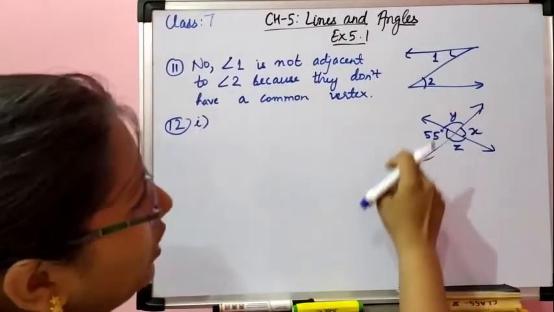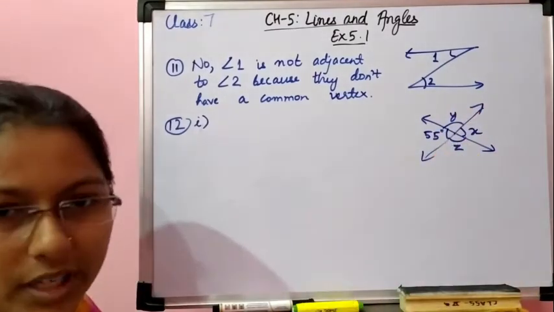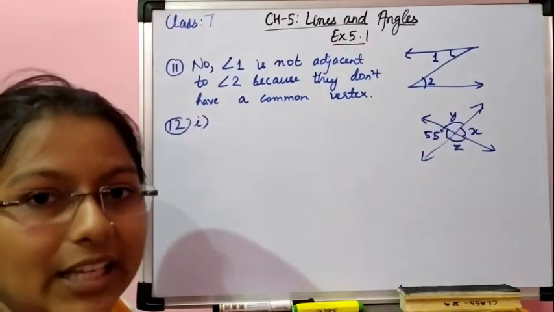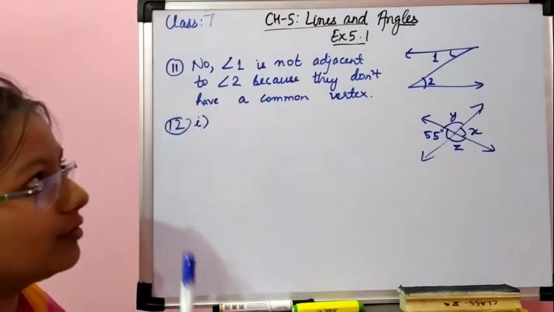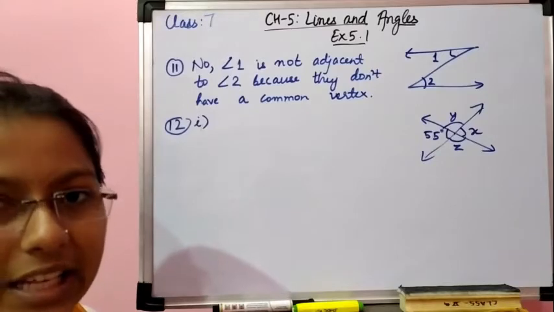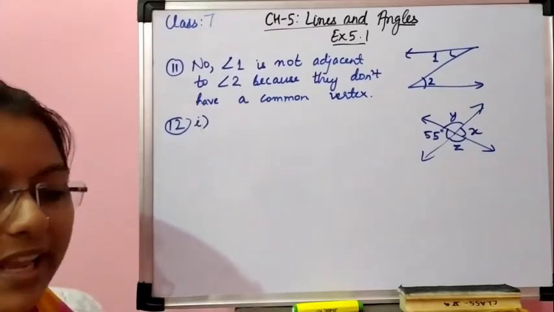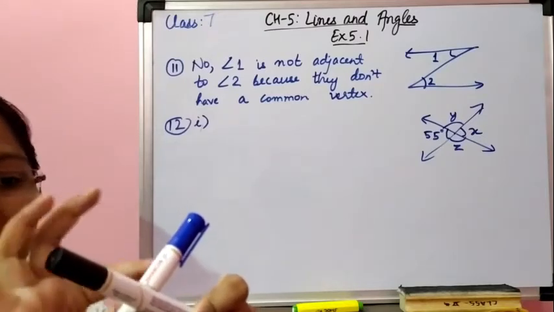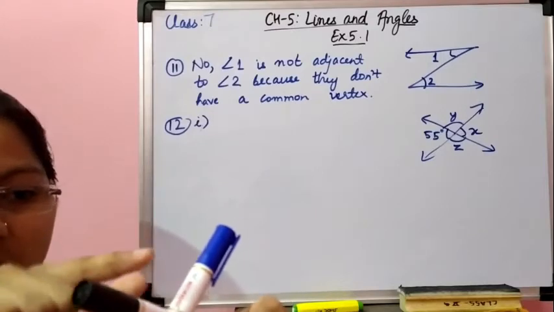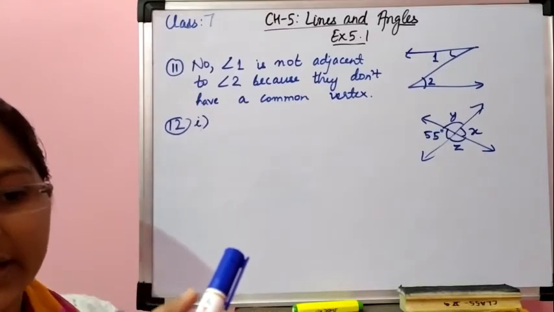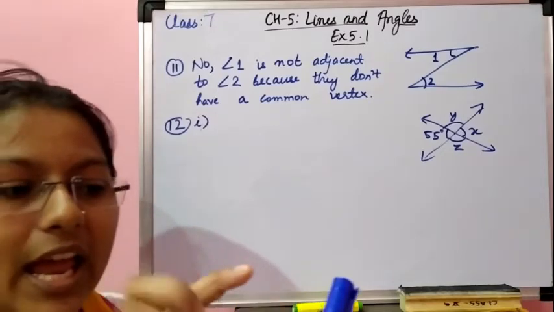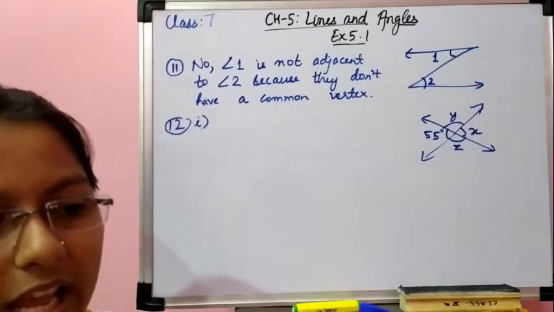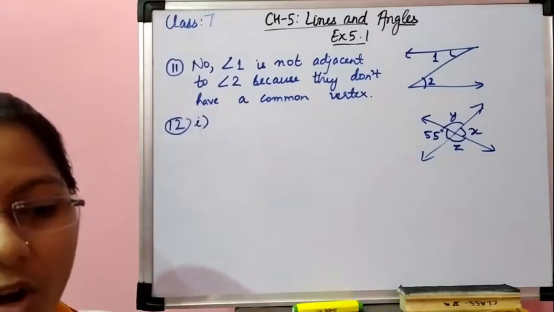What we can see is that two lines are intersecting at a common point. So whenever this happens, we get two pairs of vertically opposite angles. In the very first video of this chapter, we have discussed what are vertically opposite angles. Whenever two lines are intersecting each other, then four angles are formed. 1, 2, 3 and 4. And these two are vertically opposite angles, and these two are also vertically opposite angles. If one pair of vertically opposite angles is obtuse, then the other will be acute. If one is acute, then the other will be obtuse.